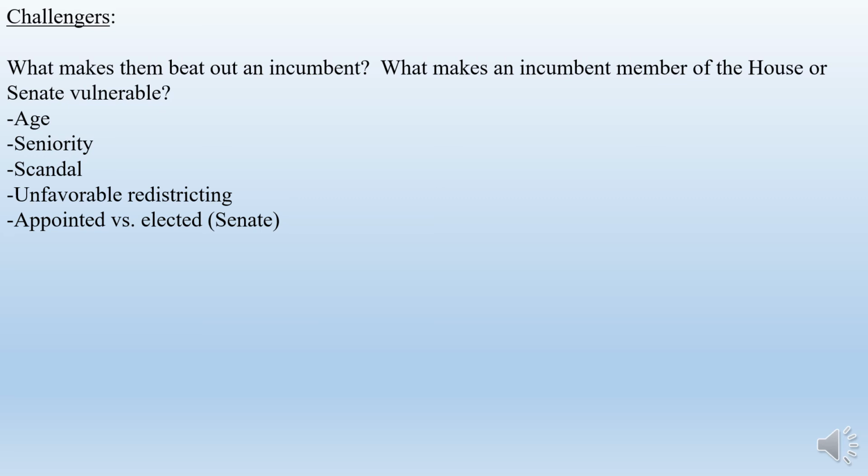And all of this I've said, age, seniority, scandal, unfavorable redistricting, and then in the Senate, whether you're appointed or elected, it all gets down to one thing. If you fall into one or more of these categories, and you can fall into more than one, it will mean that higher quality challengers will come out to attempt to unseat you from your seat. So that does cause problems for incumbents.